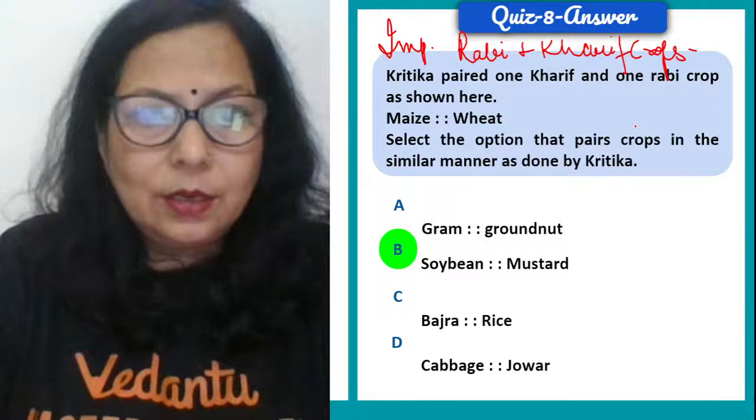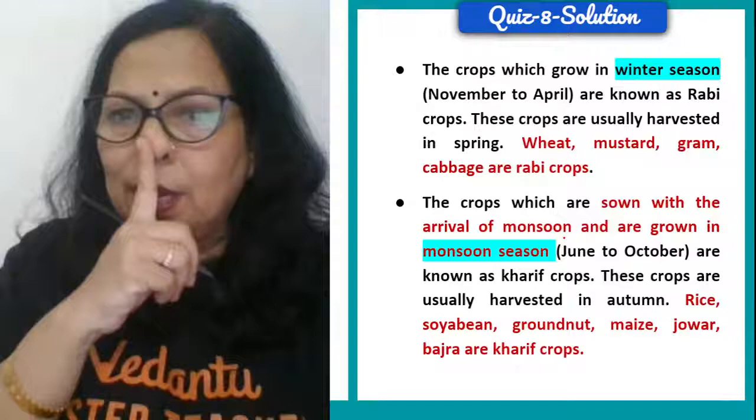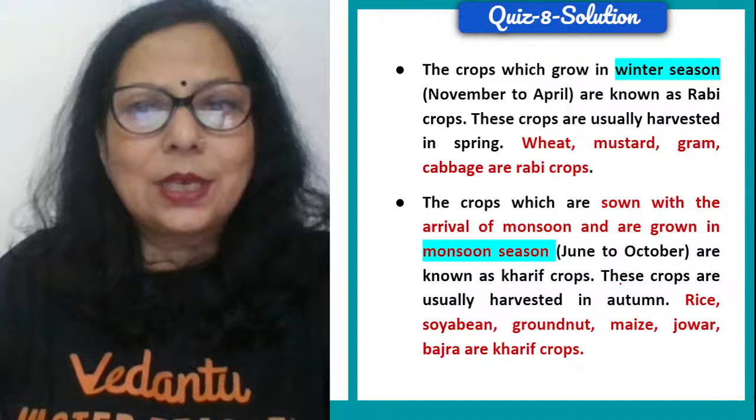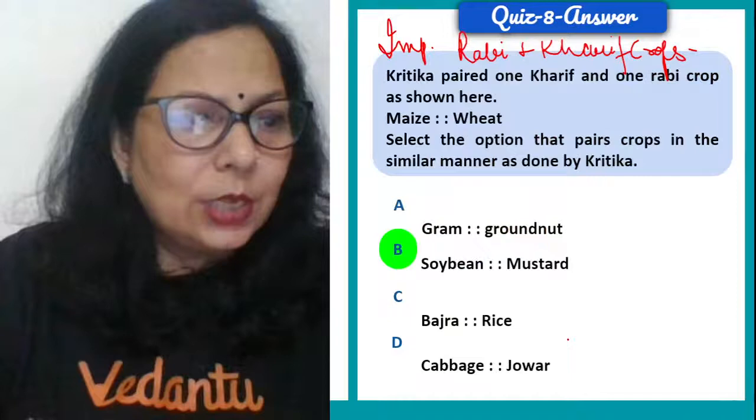So the crops which grow in winter season are known as Rabi crops. These are harvested in spring. Wheat, mustard, gram, cabbage are Rabi. Crops sown on the arrival of monsoon and grown in the monsoon season, June to October, are known as Kharif. These are rice, soybean, groundnut, maize, jowar, bajra. Right. So your answer was B, not C.